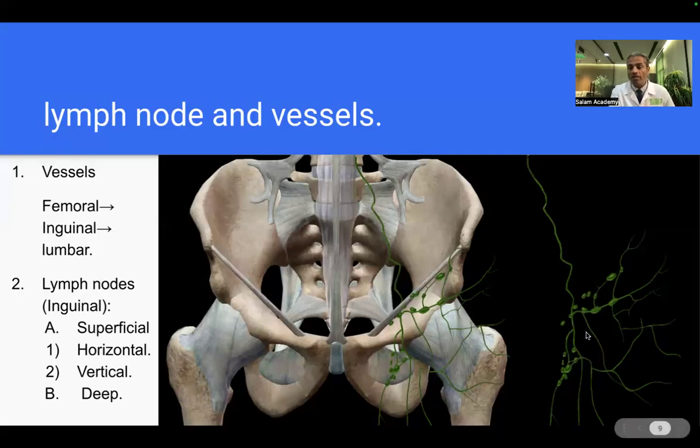See here, we have these lymph nodes. We have inguinal lymph nodes. We have two types of lymph nodes, superficial and deep. In the superficial, we have horizontal and vertical. So we have horizontal lymph nodes and vertical lymph nodes, which are superficial, and also we have deep lymph nodes. All of these lymph nodes are present in the inguinal area. If we have any kind of inflammation, you will feel pain at this area, the groin or subinguinal area.